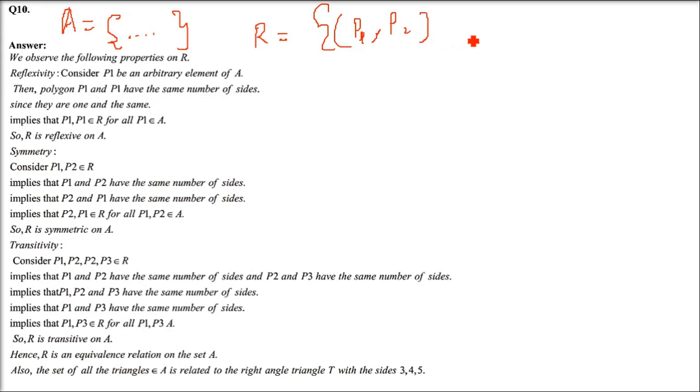Now two polygons are related. The relation is such that (P1, P2), that is the ordered pair, P1 and P2 have the same number of sides. SNOS is short for same number of sides. So we have to show that this is an equivalence relation. And there is one more part to this question: what is the set of all elements in A related to the right angle triangle T with sides 3, 4 and 5? So let us deal with the first part first.